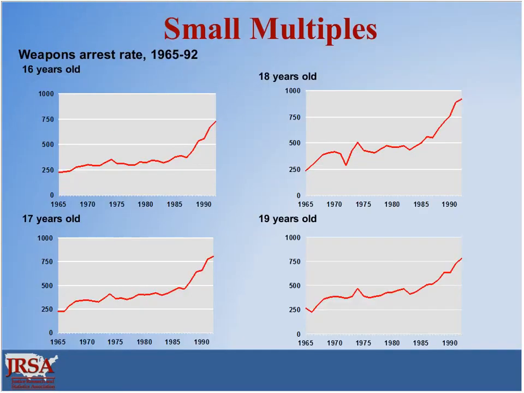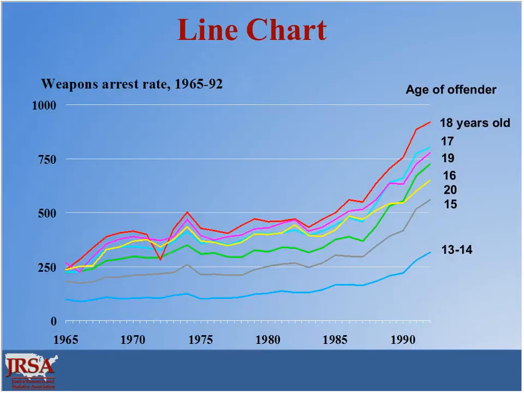So here's an example of a small multiple. We have weapons arrest rate 1965 to 92. This is by age. So we see the first chart in the upper left-hand corner is 16 years old. The next one down is 17 years old, 18 years old, 19 years old, etc. So this is just an example of what you could do if you had a number of different lines that you wanted to convey in a quick and easy fashion. Here's how you could do it by the different colored lines. And again, this is the same data. You're just presenting it in one line chart versus the multiple small charts.